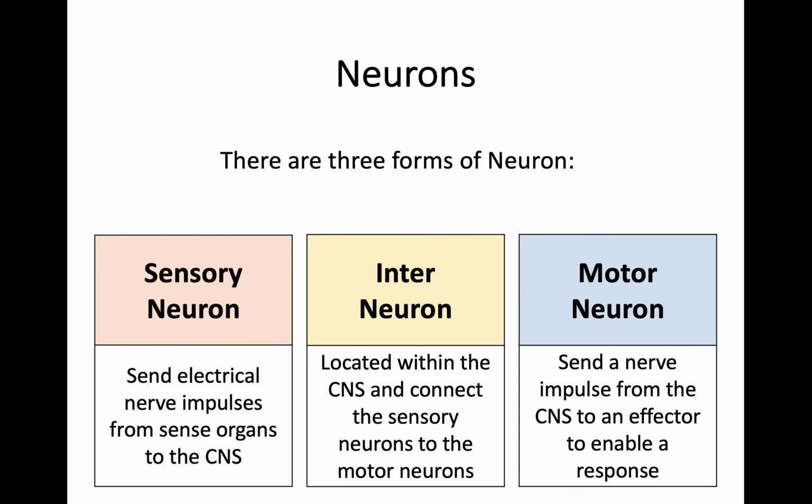Now, motor is responsible for movement, and this sends a nerve impulse from the interneurons in the central nervous system to an effector. An effector can be either a muscle, such as movement, like I said previously, or it could be a gland that releases a hormone. And this effector enables a response to whatever the sensory input was.